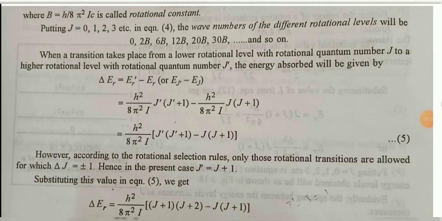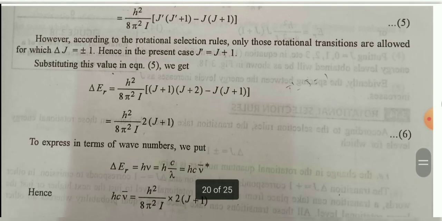When a transition takes place from a lower rotational level with rotational quantum number J to a higher rotational level with rotational quantum number J dash, the energy absorbed will be given by delta E_R is equal to E_R dash minus E_R, which is equal to h square upon 8 pi square I into [J dash (J dash plus 1) minus J (J plus 1)]. However, according to the rotational selection rules, only those rotational transitions are allowed for which delta J is equal to plus or minus 1. Hence, in the present case, J dash is equal to J plus 1. Substituting these values in equation 5, we get delta E_R is equal to h square upon 8 pi square I into 2 into (J plus 1).